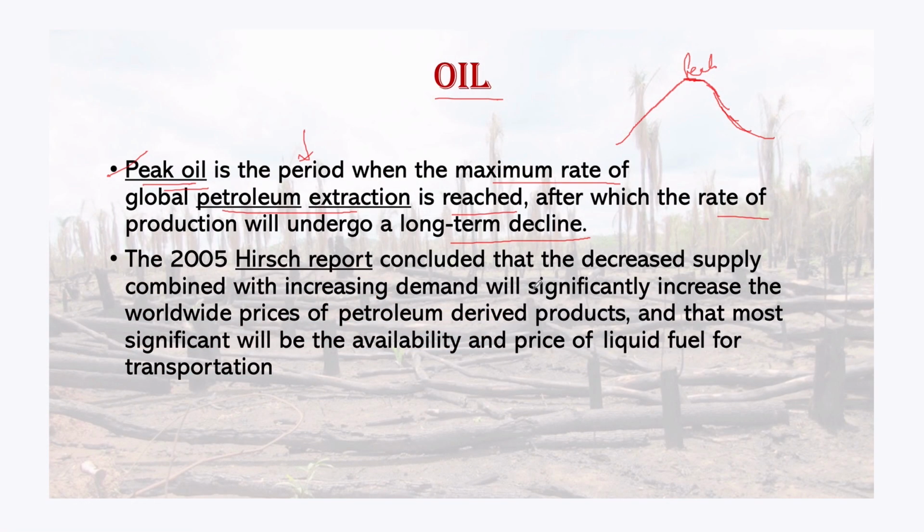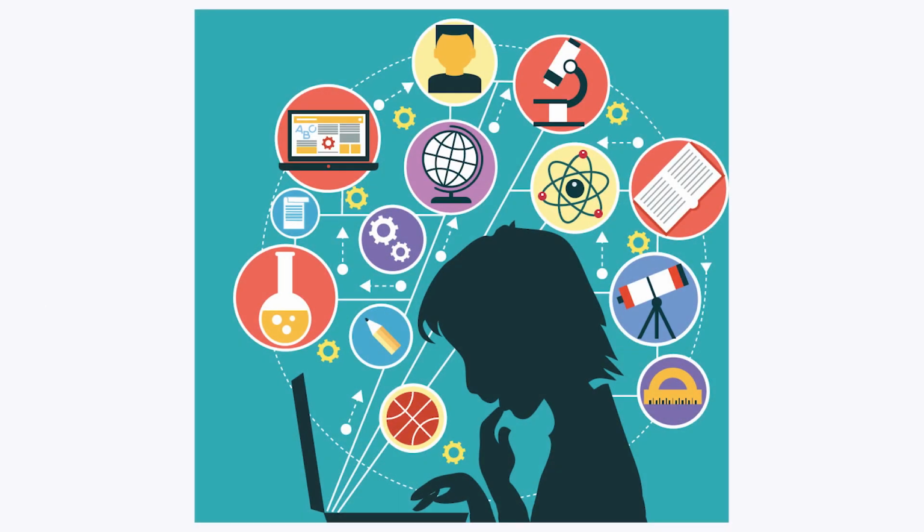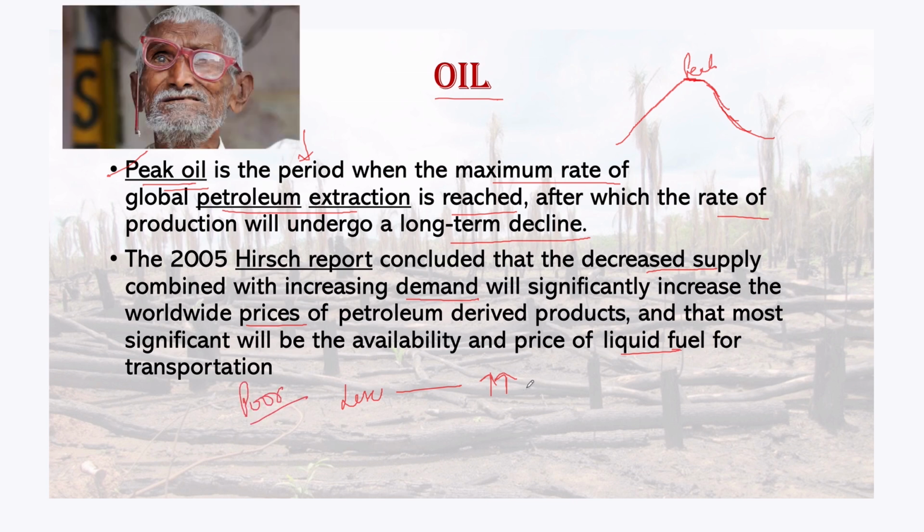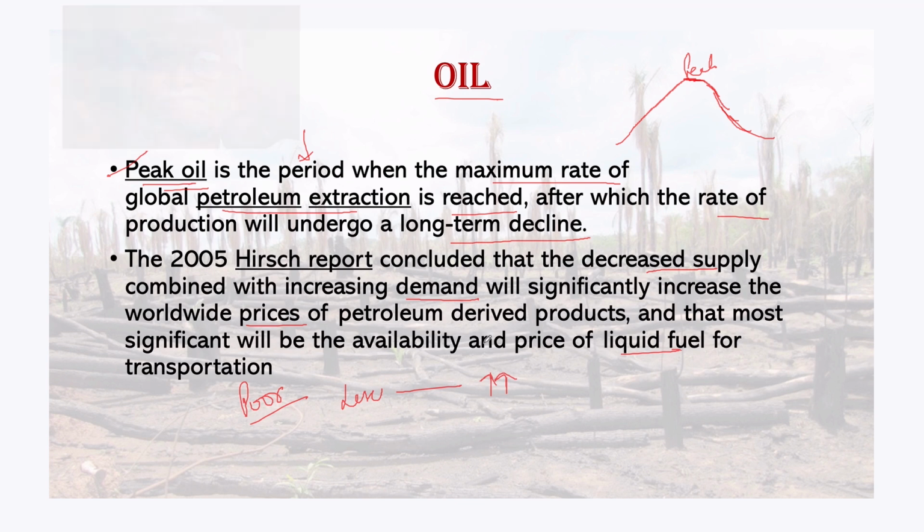There is this report which concluded that decreased supply combined with increasing demand will significantly increase worldwide prices. This is how the economy works. When there is something lesser in the market, its cost rises up. The same will happen with natural resources. So who will be at loss? The poor people. The rich people will anyway pay higher prices and get the things. The most significant will be the availability and price of liquid fuel for transportation.